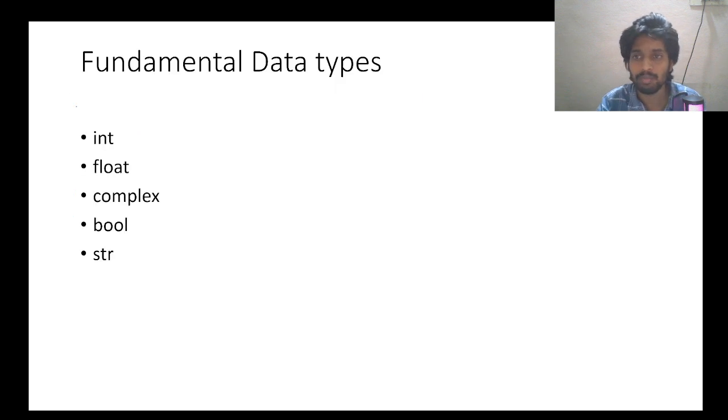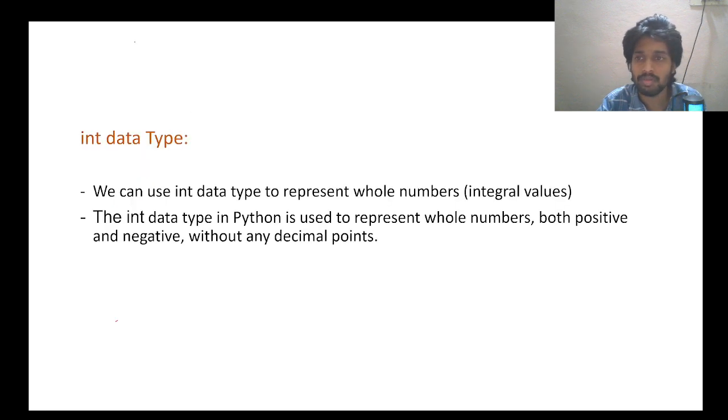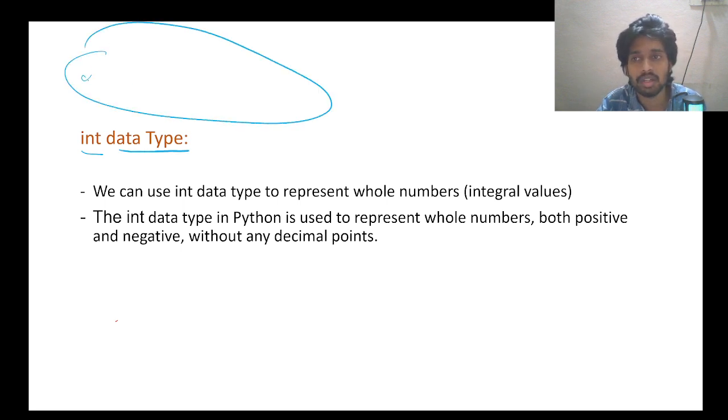Integer, float, complex, boolean, string. All these are called the fundamental data types. We'll start the discussion with the integer data type. We all know that integers range from minus infinity to infinity. All the positive numbers and negative numbers come under the integer type.